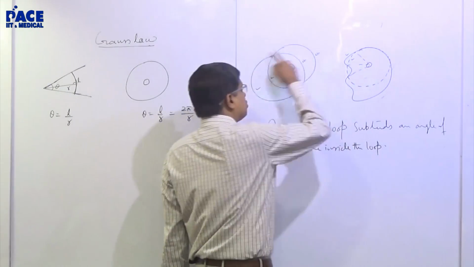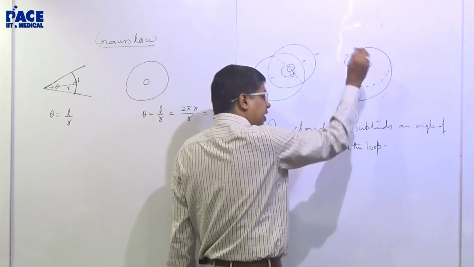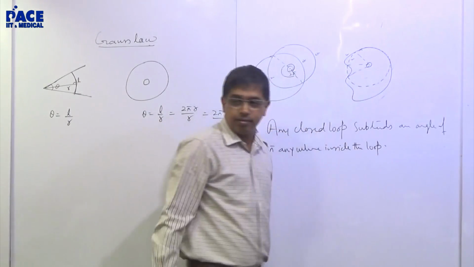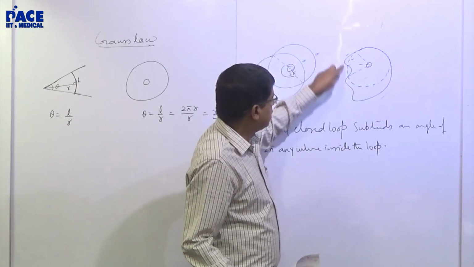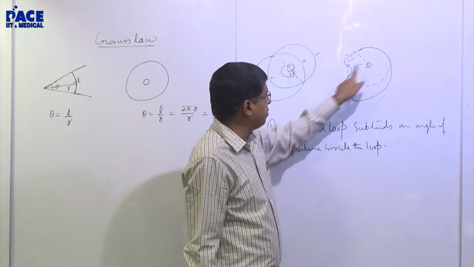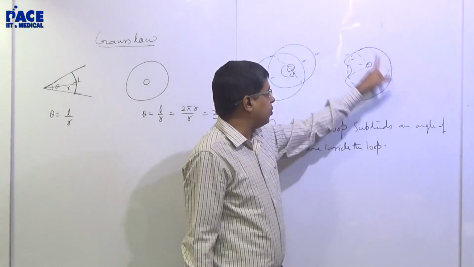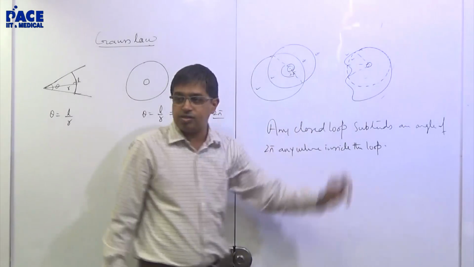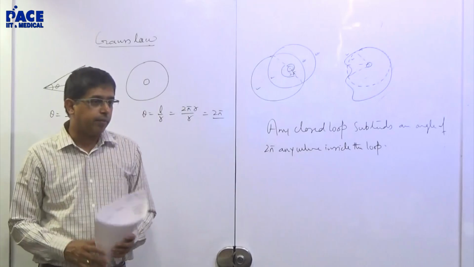Now what if it is not a circle, it is any closed loop. Any closed loop will subtend an angle of 2 pi anywhere inside. Why? Keeping this as the point, draw a circle. This element and this element will subtend the same angle. This element will subtend the same angle. That way if you continue, every element will subtend the same angle inside. Sum of that will become 2 pi.